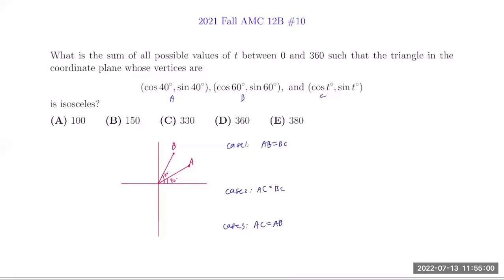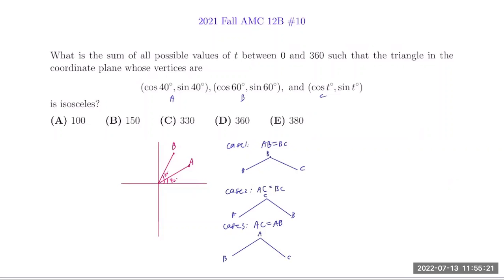And let's take a look at what it looks like. So if B is the shared vertex, then it would look like A, B, and C. And then the second case, we have C in the middle of A and B. And then the third case, we have A in the middle of B and C.